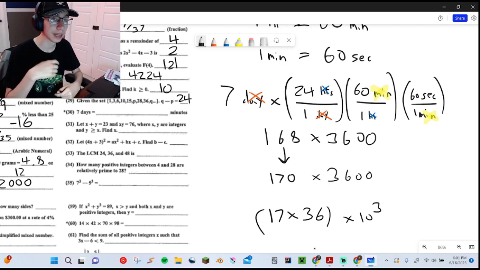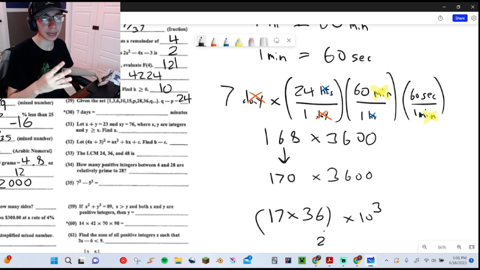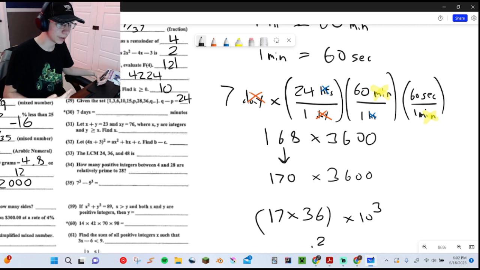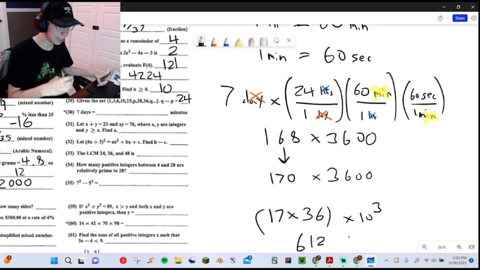7 times 6, that's 42. So I write down the 2, carry 4. Then I add the inner and outer products, right? So 7 times 3 is 21. 1 times 6, that's 6. So 21 plus 6 is 27, plus the 4 I carried, it's 31. So I write down the 1, carrying 3 now. Lastly, I do the last term, so 1 times 3, that's 3, plus the 3 I carried, that's 6. So 612.